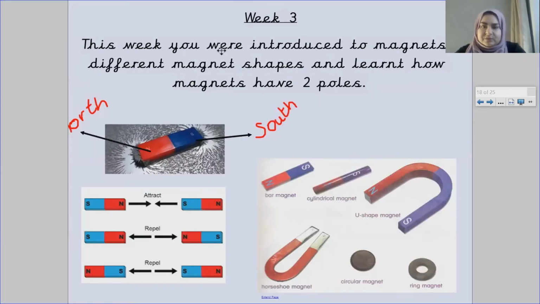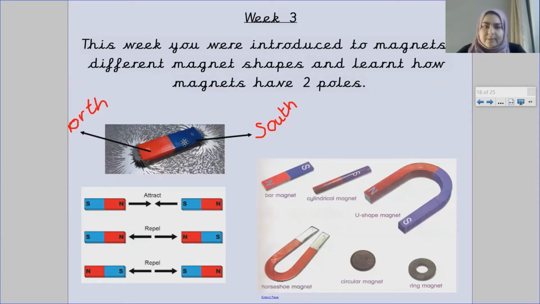Week 3, this week you were introduced to magnets, different magnet shapes, and learned how magnets have 2 poles. Do you remember I said I would have laid the table out really nice for you in school with loads of magnets for you to explore, and we didn't get a chance to do that. And then I just showed you different types of magnets.